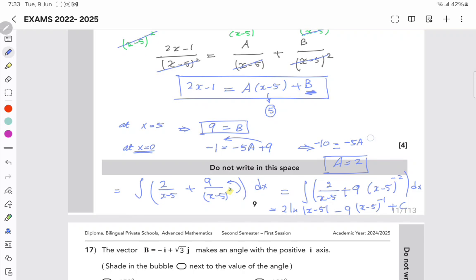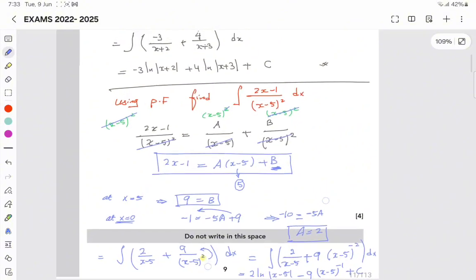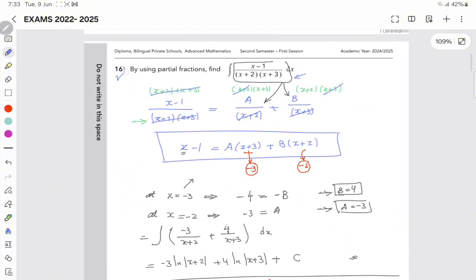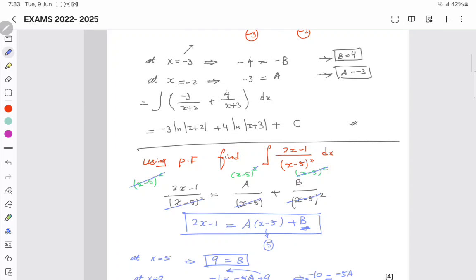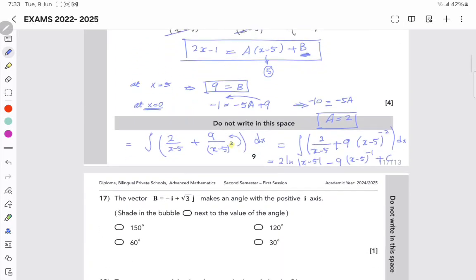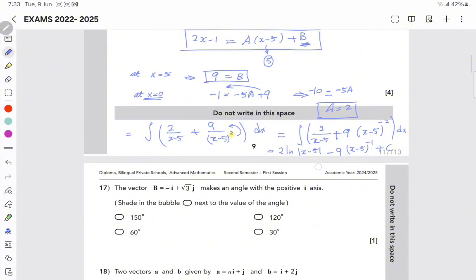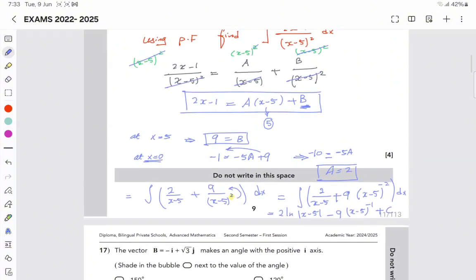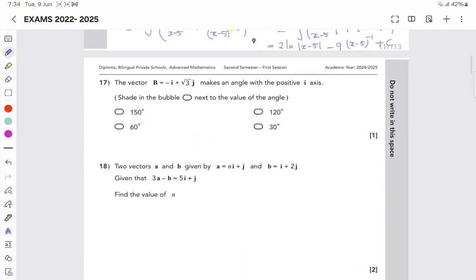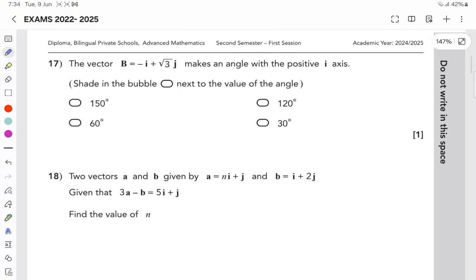So I said there are 3 types. That is the easiest type, where you have a repeated factor in the denominator, or a repeated linear factor. So what about the third one? The third one is called an irreducible quadratic factor in the denominator, meaning a quadratic factor that cannot be factorized. I will explain it when we get space. Now we are going to the next question to complete our exam.